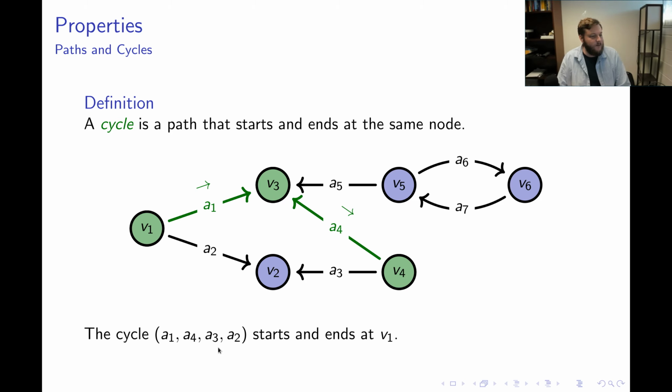The next arrow is A3. Well, I'm starting at V4, and I now travel with the arrow A3 to end up at V2. And finally, the last arrow in this path is A2. If I'm at V2, I travel against A2 to end up back at V1. So we traveled with A1, against A4, with A3, and against A2. Our start node was V1 and our end node was V1. So this path is called a cycle.